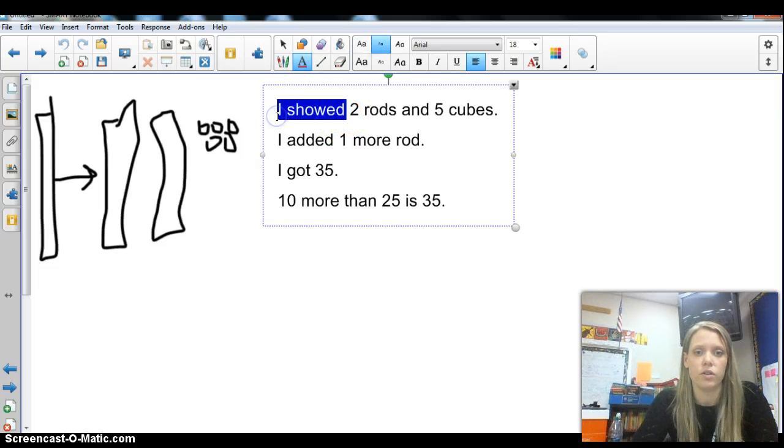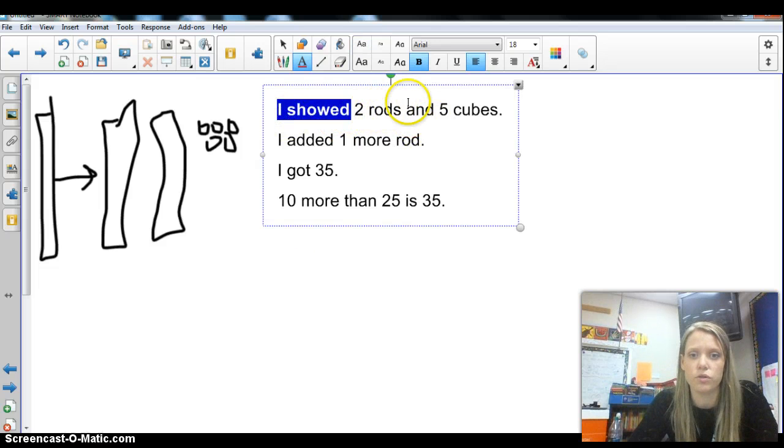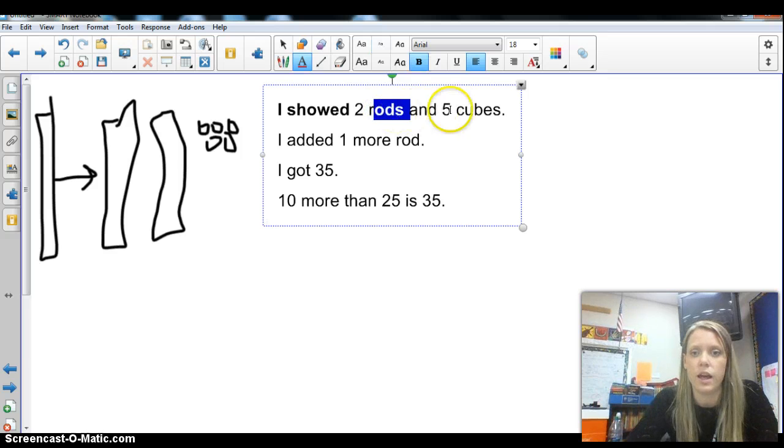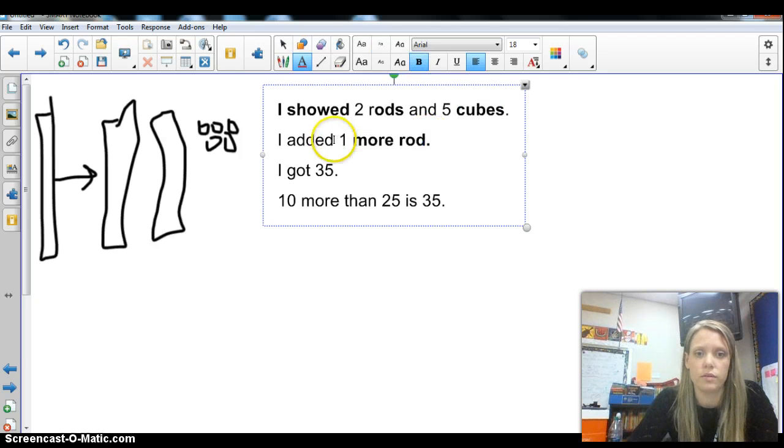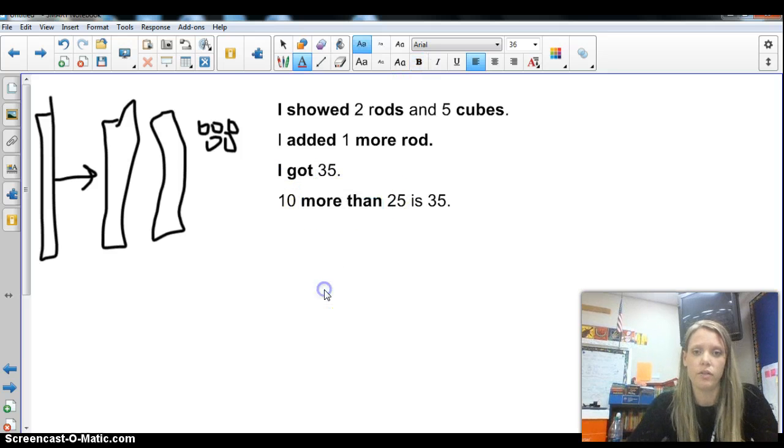So again, you have to say what you did first. I showed 2 rods and 5 cubes. I added 1 more rod and I got 35. 10 more than 25 is 35. That's a good explanation for my rods and my cubes.